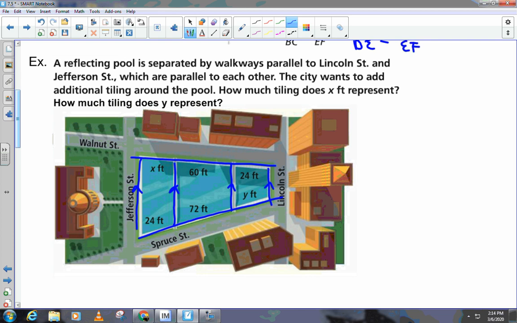You could do that. X over 24 and 60 over 72. Okay. You could also do X over 60 and 24 over 72. You could do either one. Okay. So now, yes, we are going to cross.